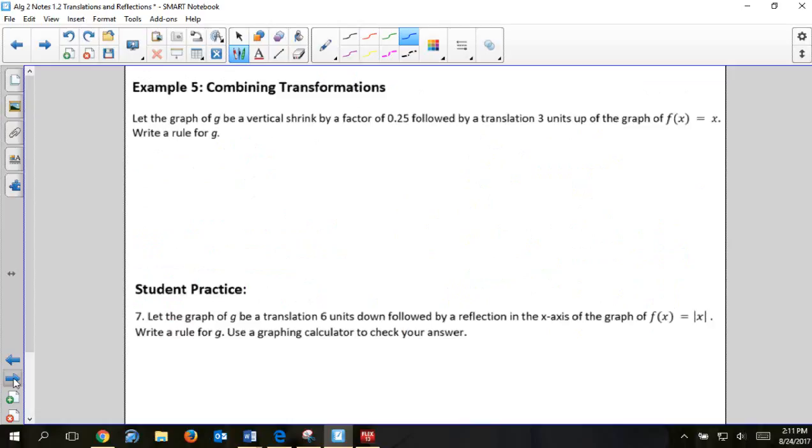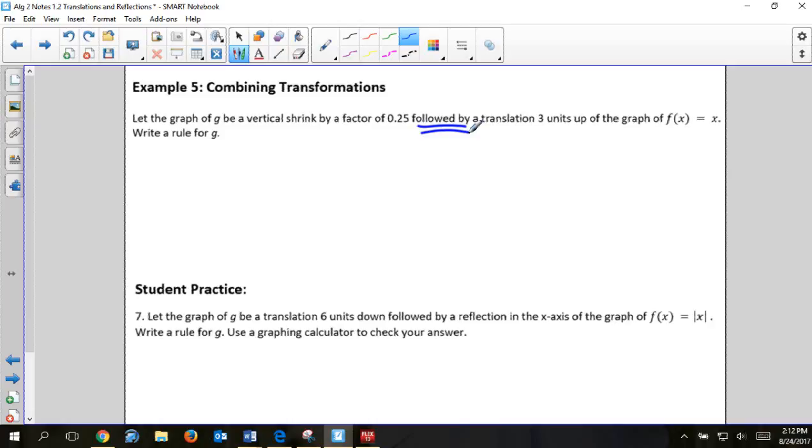Okay, now example 5 is combining transformations. We're going to have more than one transformation. And order does matter. So you will see when you read this, it says, let the graph of g be a vertical shrink by a factor of 0.25 followed by a translation of 3 units of the graph of f of x equals x. So that followed by means you have to do the first thing first, the second thing second. You can't switch the order or you could get it wrong. Sometimes it works if you switch order, but not every time. Let's just go in order every time.